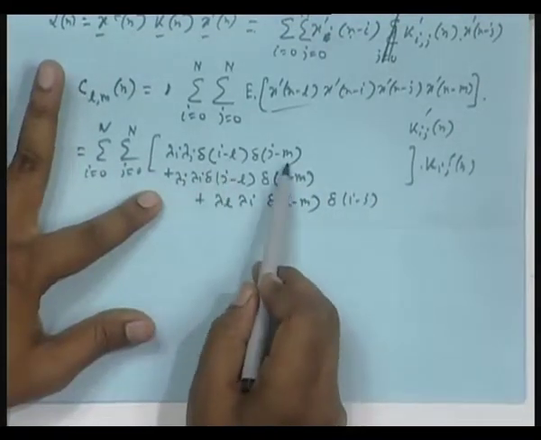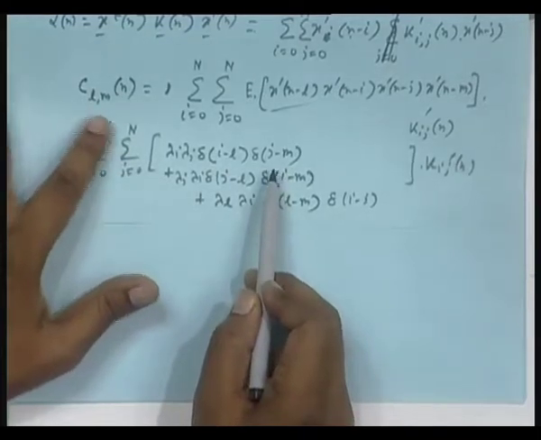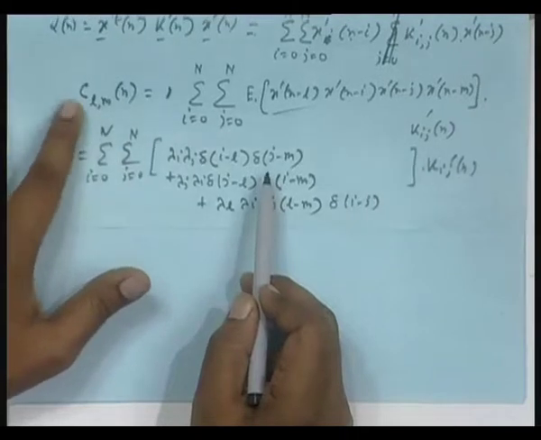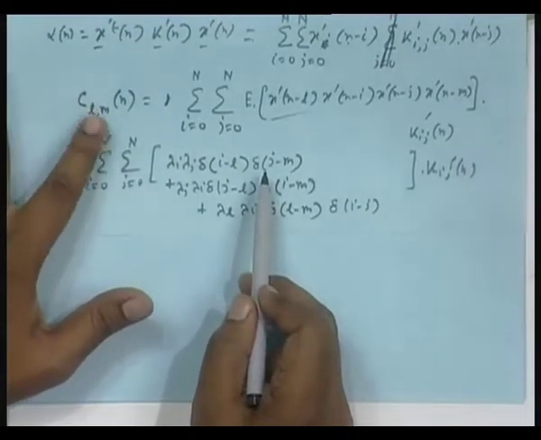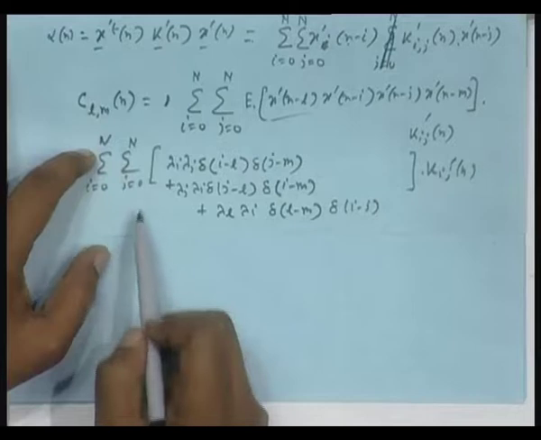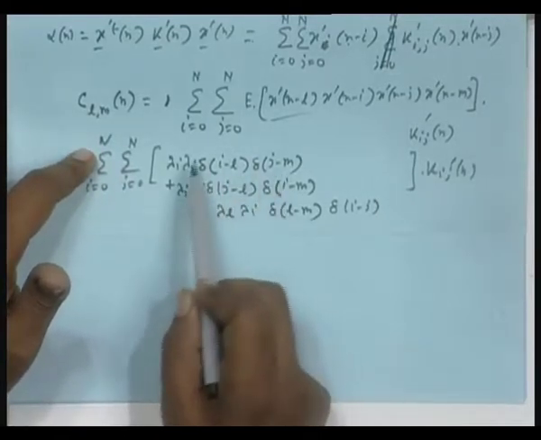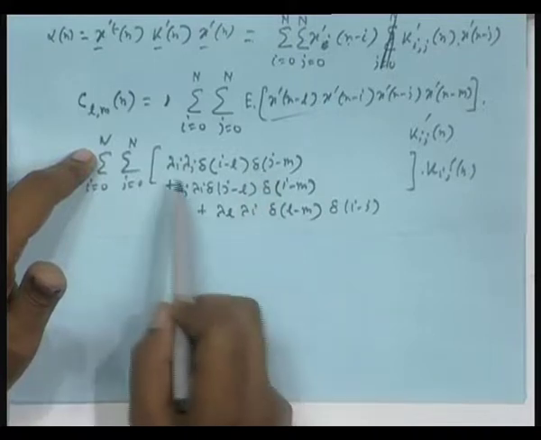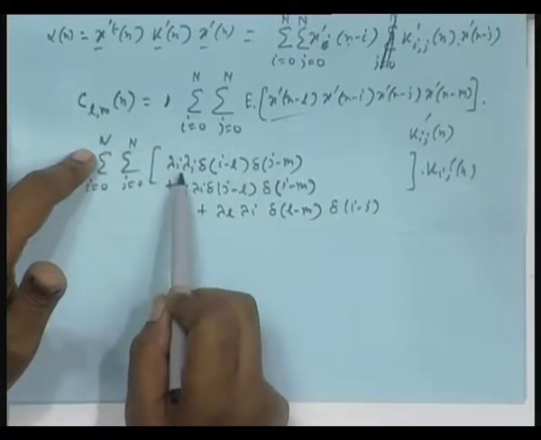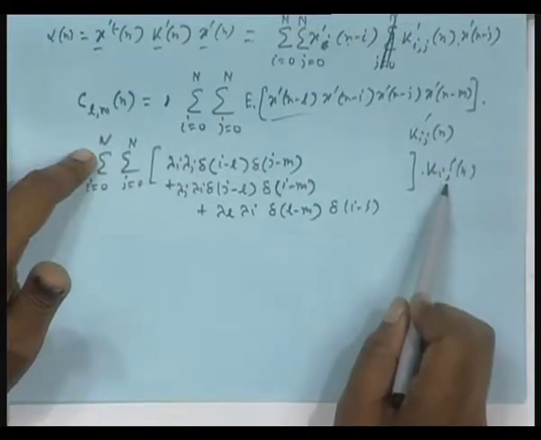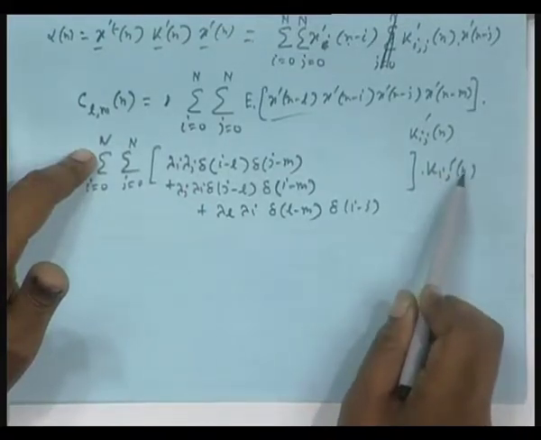Just look at L and M. They are fixed by you from outside. L and M are your choice, they are not variable. You have fixed them, and you want to find out this particular entry for a particular choice of L and M. But i and j are running in this summation. So, only when i equal to L and j equal to M will it have a non-zero value, right. That means this will give rise to what? Lambda L, lambda M, k prime L M n.